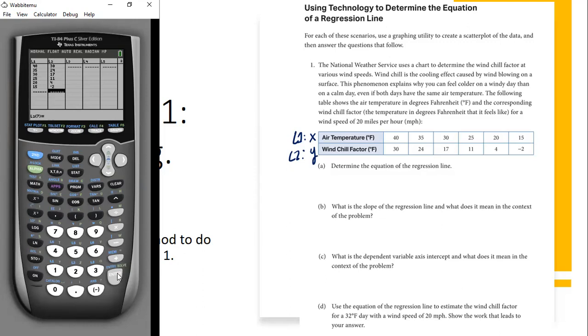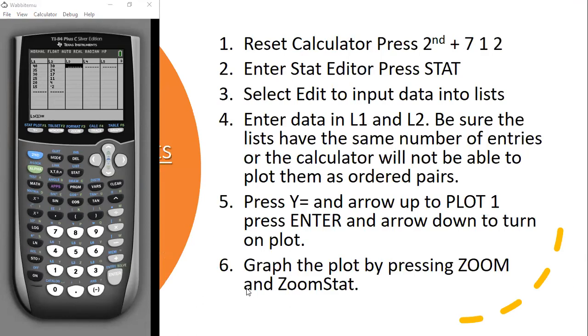All right. So after we've done that, it says we're going to select, we already put it in. We're going to go to step 5, because I didn't say 4. I didn't say my steps out loud. My bad. We're on step 5. The steps that I'm following, in case you're wondering, are right here. We entered our data. We're on step 5. It says you're going to press Y equals, arrow up to plot 1, press enter, and arrow down to turn on the plot.